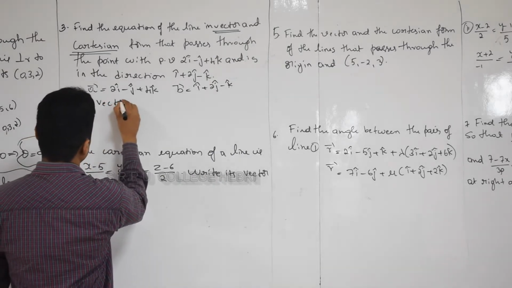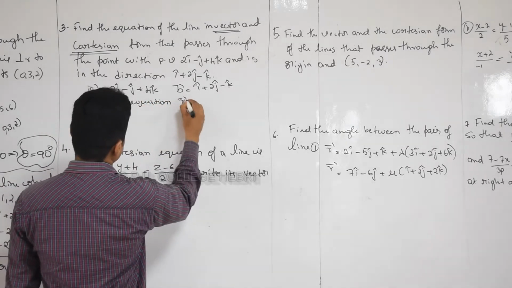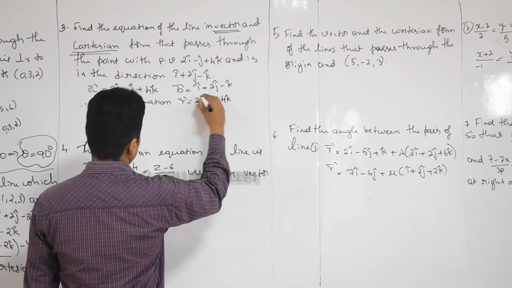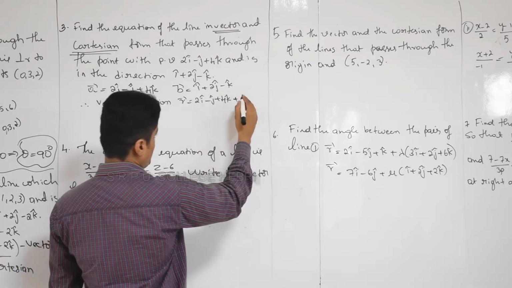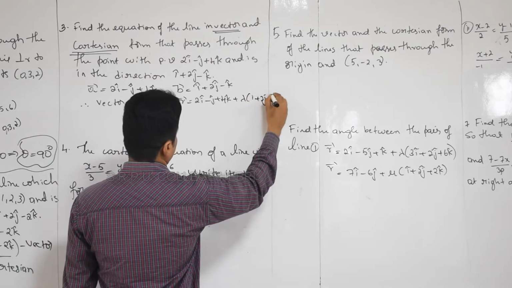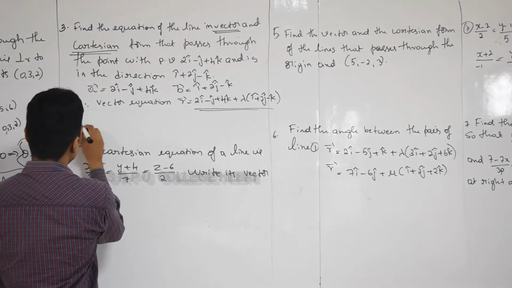Therefore the vector equation is vector r is equal to 2i minus j plus 4k plus lambda into (i plus 2j minus k). This is the vector form. So what is the Cartesian form?